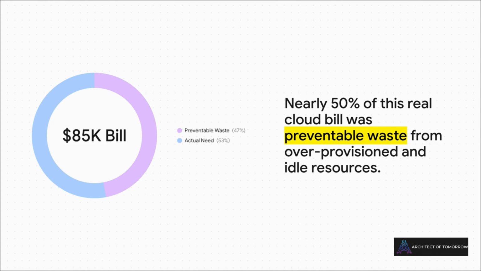This is a real cloud bill from a client. Of their $85,000 monthly spend, a full $40,000, that's almost 50%, was just preventable waste. We're talking idle resources left running 24/7, massively over-provisioned databases. Think an 8-core machine running at just 8% utilization all day long. This isn't some rare case. This is what happens when cost is an afterthought.